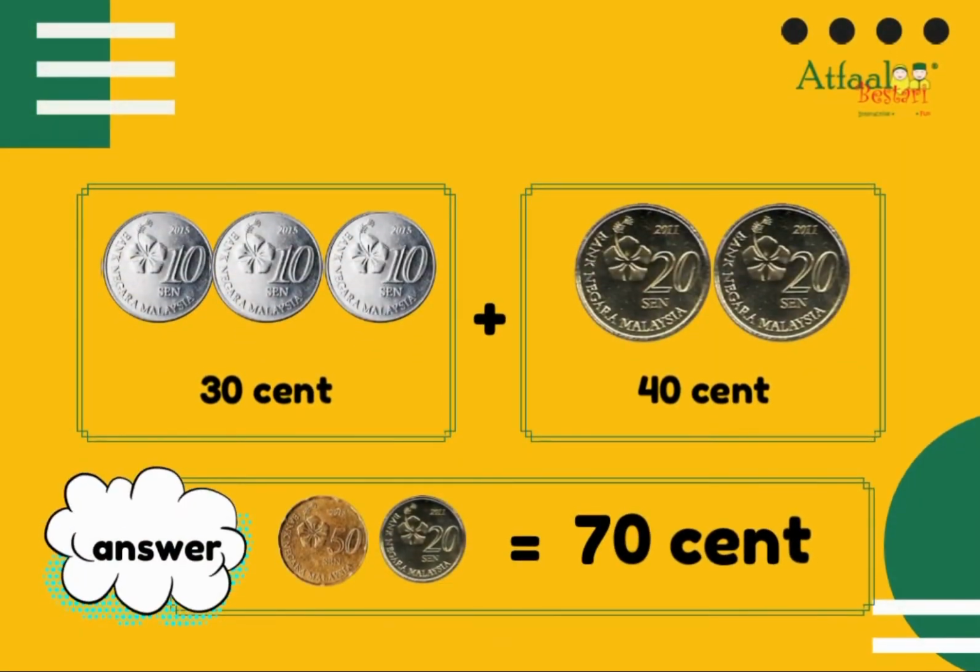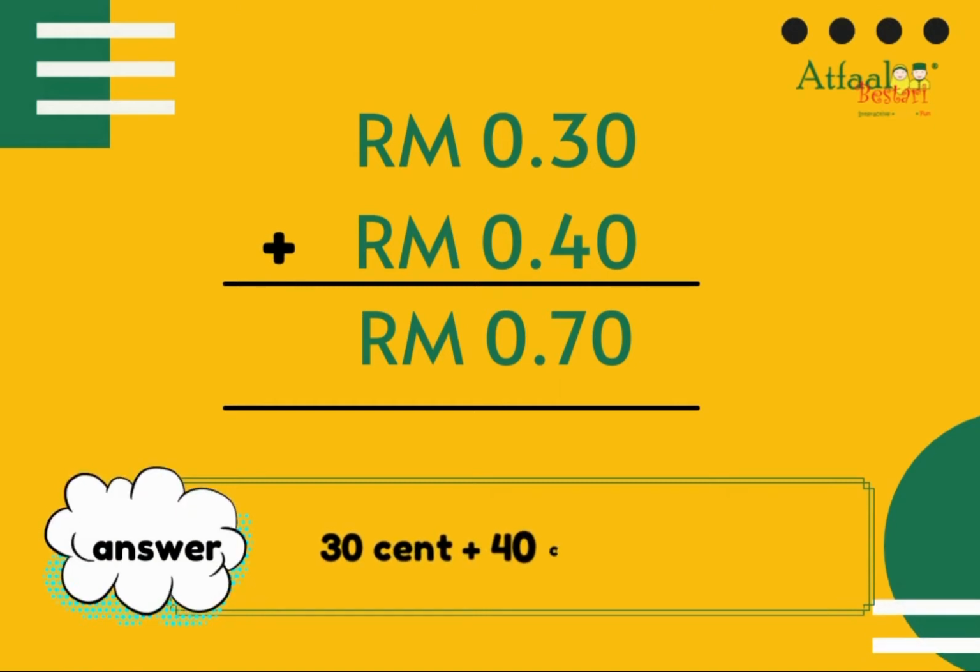Now, let's see 30 cent plus 40 cent equal 70 cent. In vertical method, write down 30 cent plus 40 cent. Start from the right side first. 0 plus 0 equal 0. Then 3 plus 4 equal 7. On the ringgit side, 0 plus 0 equal 0. Then the answer is 70 cent.